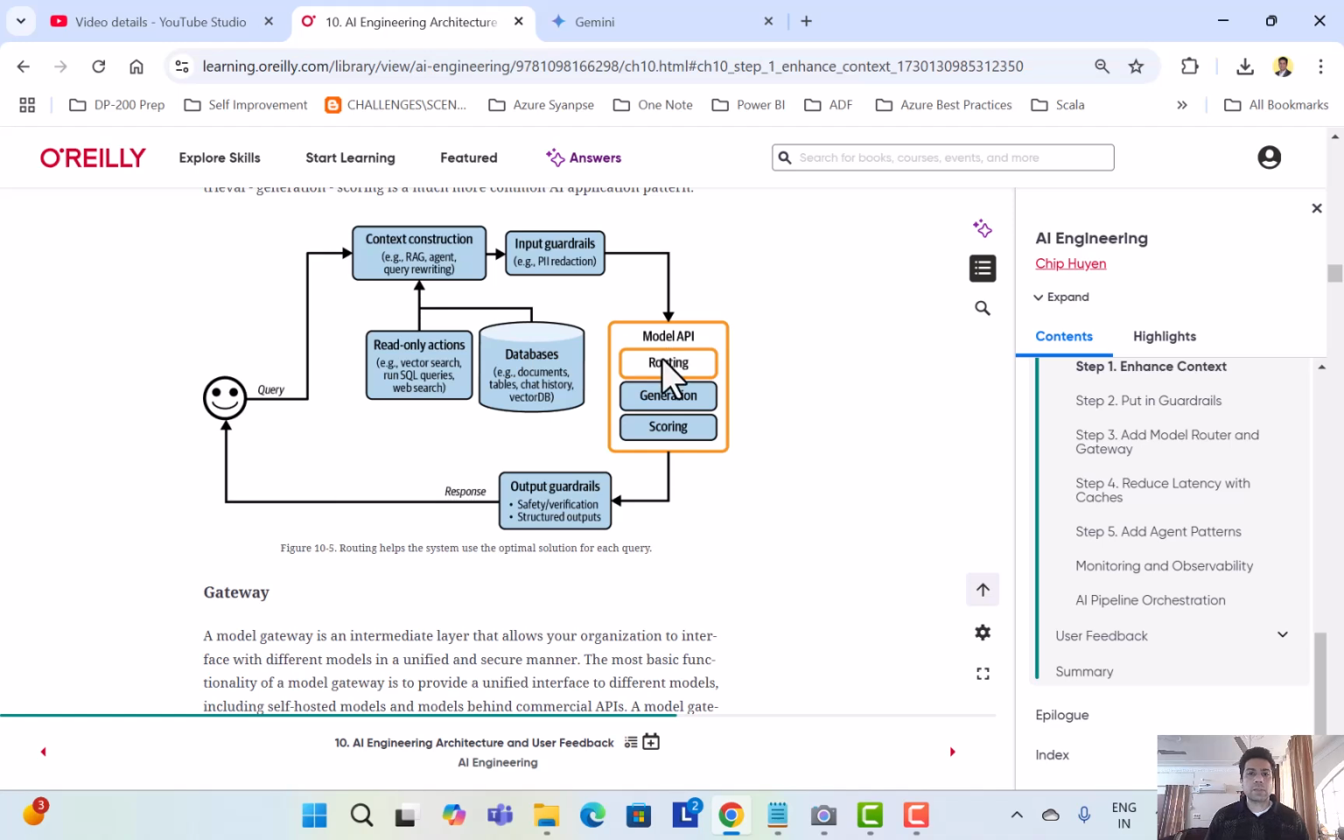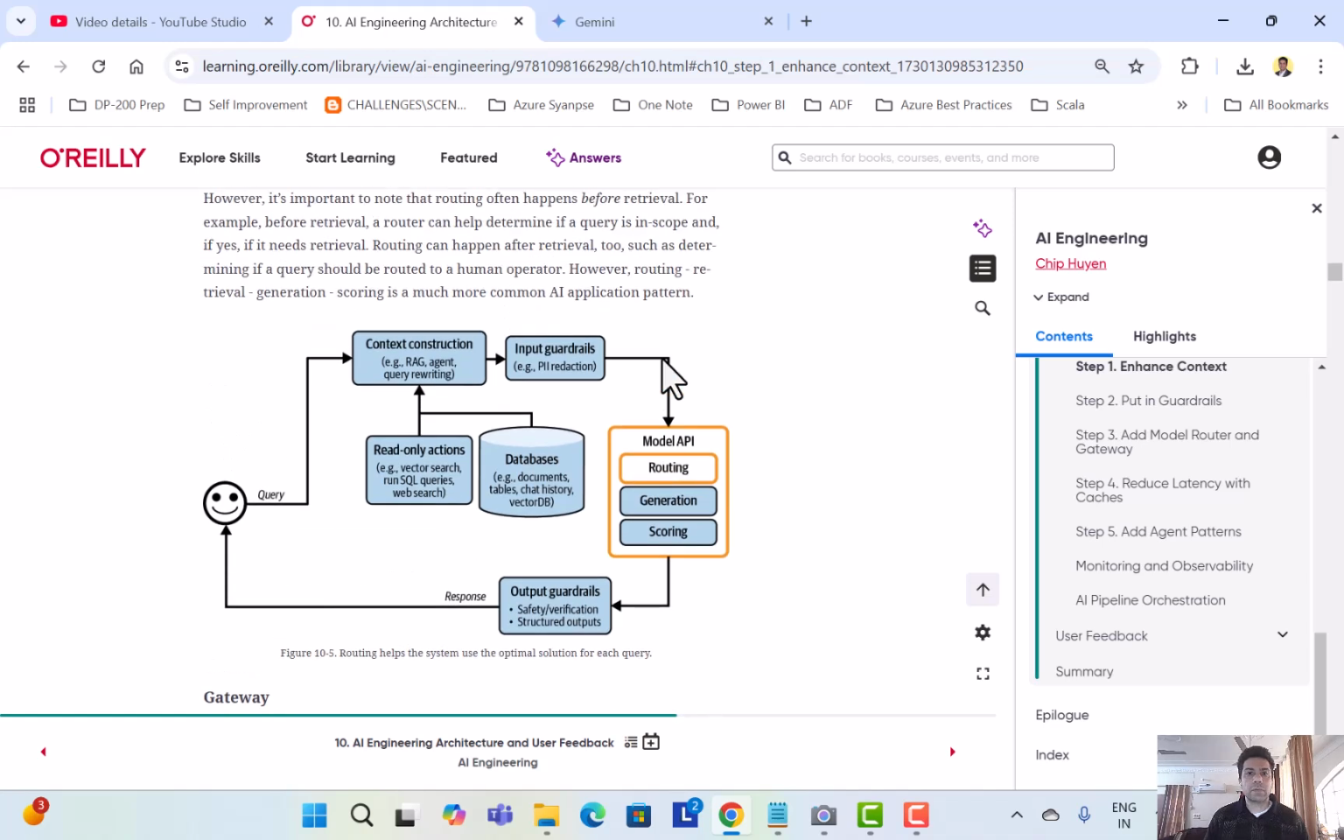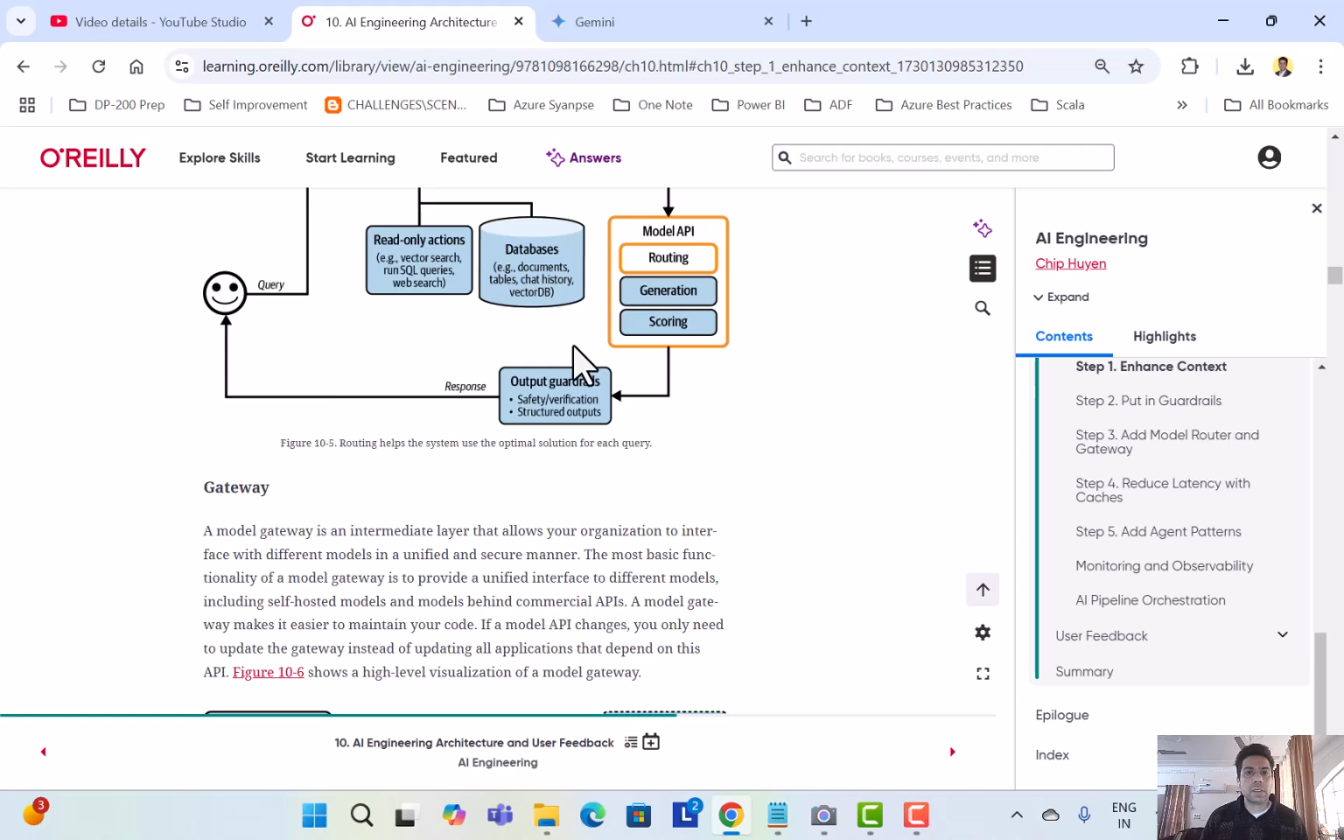So routing should happen before retrieval. But then the author also says that it could happen in some exceptions where routing is done after retrieval. That's okay. So now we look into the gateway.